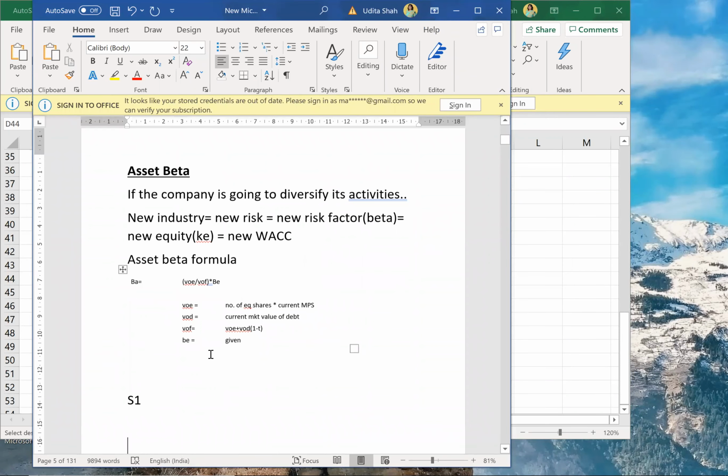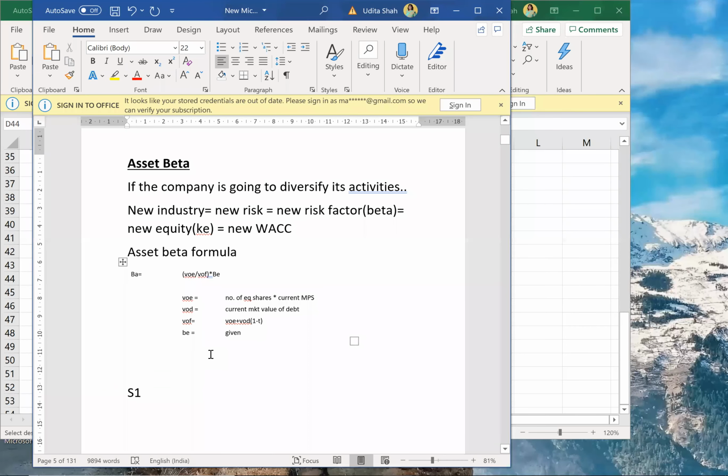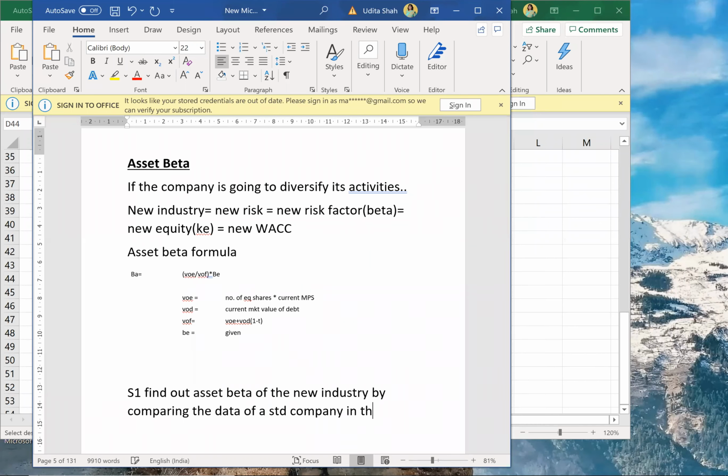So step 1, where we want to find the asset beta. Step 1: find out the asset beta of the new industry by comparing the data of a standard company in the new industry.